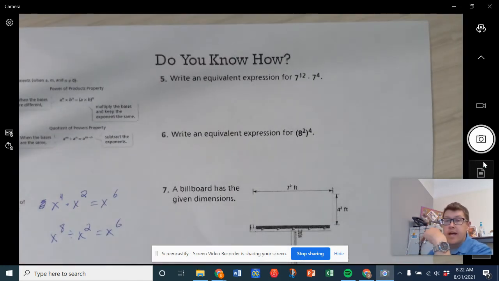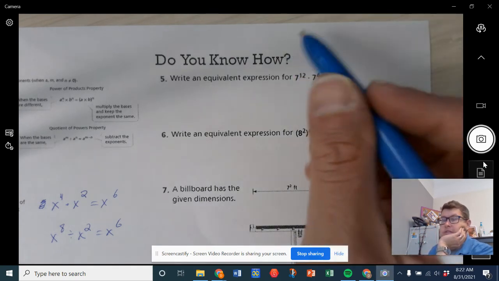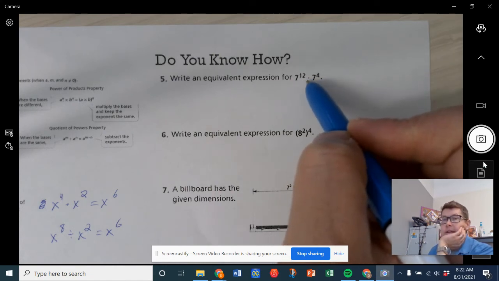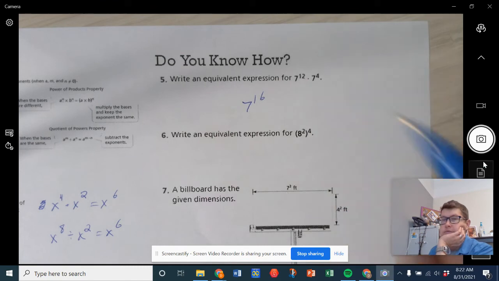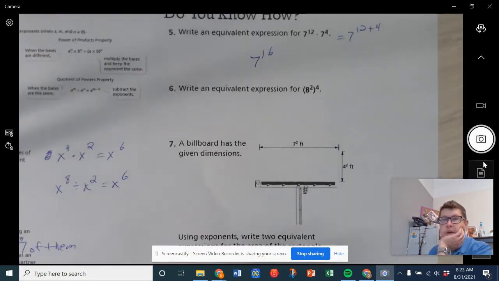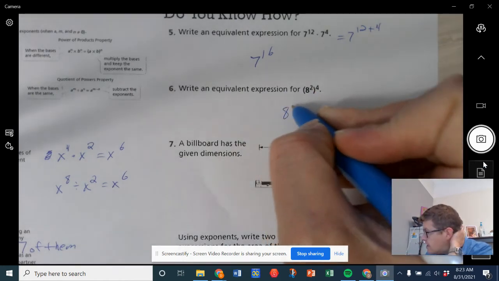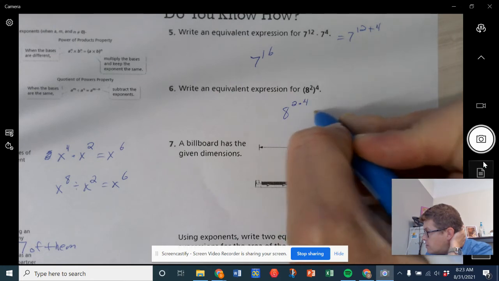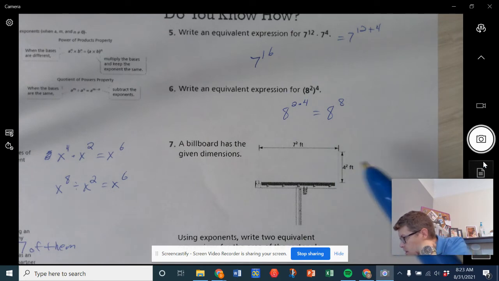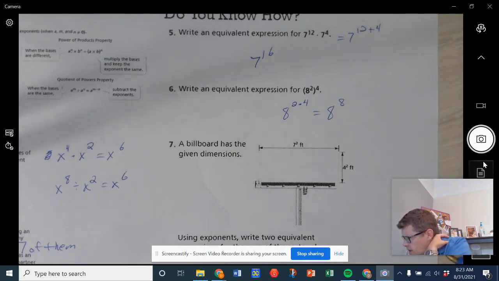I'd like you to actually try these on your own and come back and check your work. So write an equivalent expression for 7 to the 12th times 7 to the fourth. Since we're multiplying together, I know that I keep the base the same and add the exponents. 12 plus 4 is 16, right? 12 plus 4 is an interim step. Write an equivalent expression to 8 squared to the power of 4. This becomes 8 to the 2 times 4, which is 8 to the 8th. A billboard has these dimensions, 7 squared by 4 squared. Using expressions, write 2 equivalent expressions for the area of the rectangle.